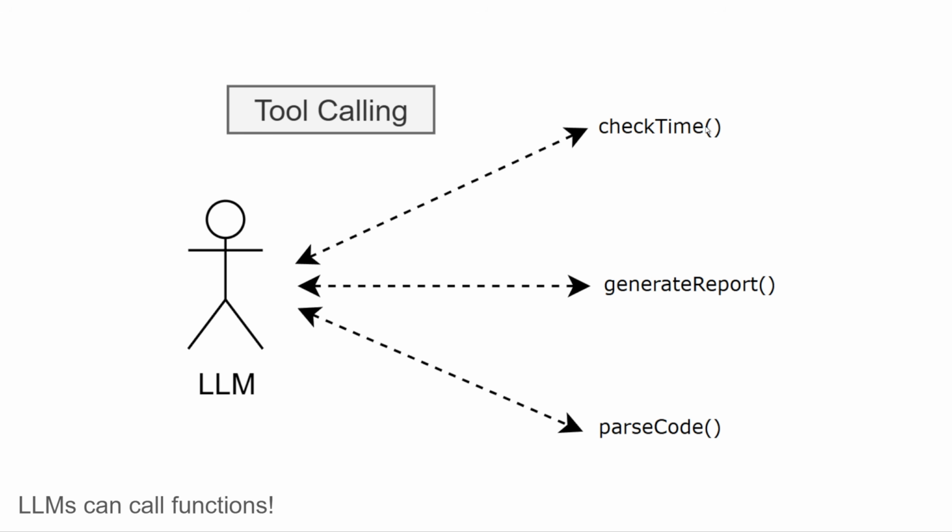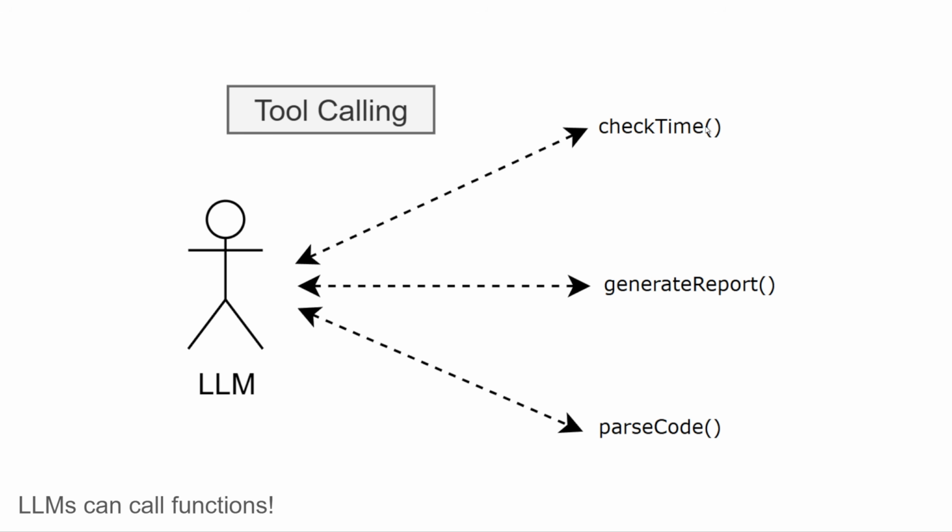Or you can give it a parse code tool, which could be useful because language models are often used to generate code, but it has no idea if it's actually correct or not. So running it through a parser or a compiler of some sort may be a cool feature you can give it. So if you're using the model with a Python client, for example, you're giving access to Python functions.